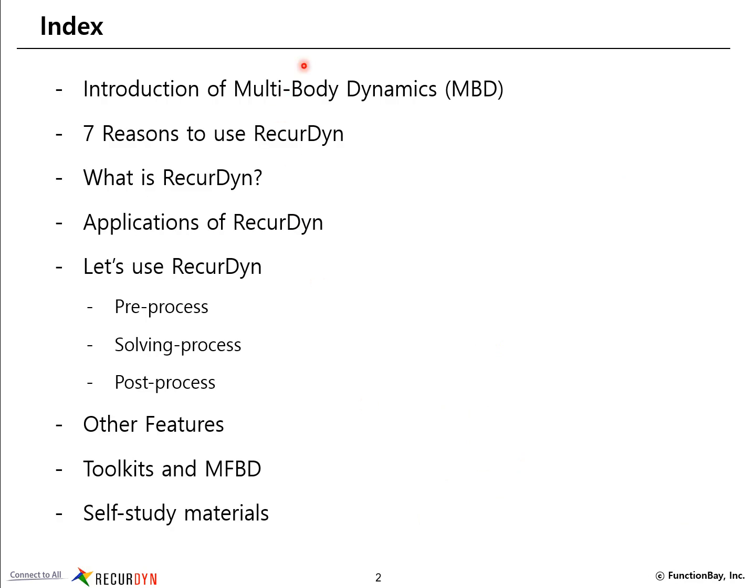This is the index of this starter kit. First, we will talk about the outline of multi-body dynamics, in short, MBD. Then, 7 reasons why we should use RecurDyn, what is RecurDyn, and applications of RecurDyn. The later part of this starter kit will cover the basic usage of RecurDyn about pre-solving and post-processing, and I will provide brief information about RecurDyn Toolkits and MFBD. Lastly, the additional self-study materials will be introduced.